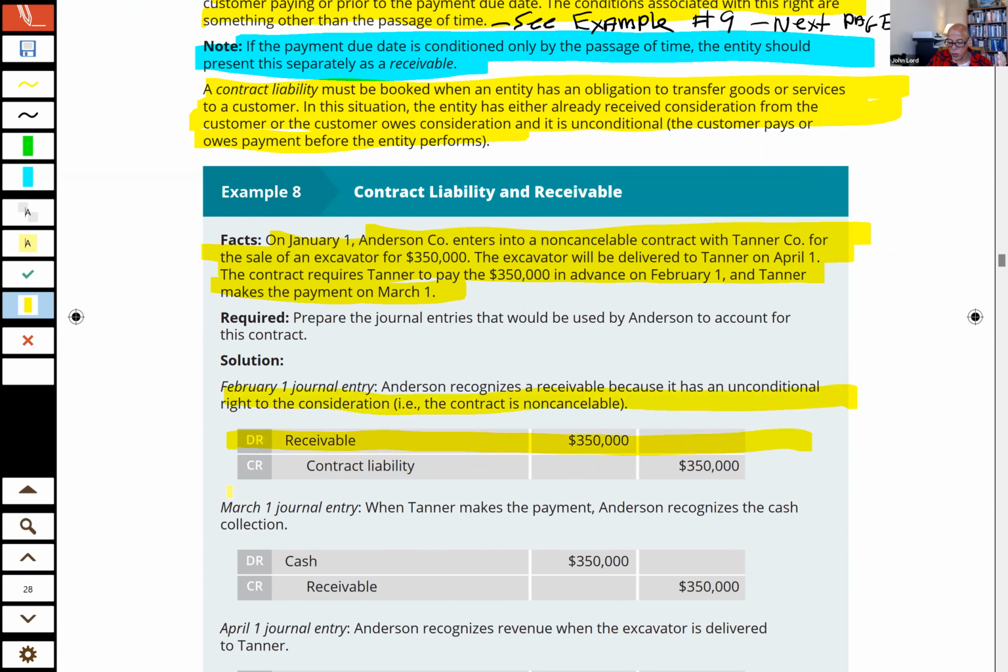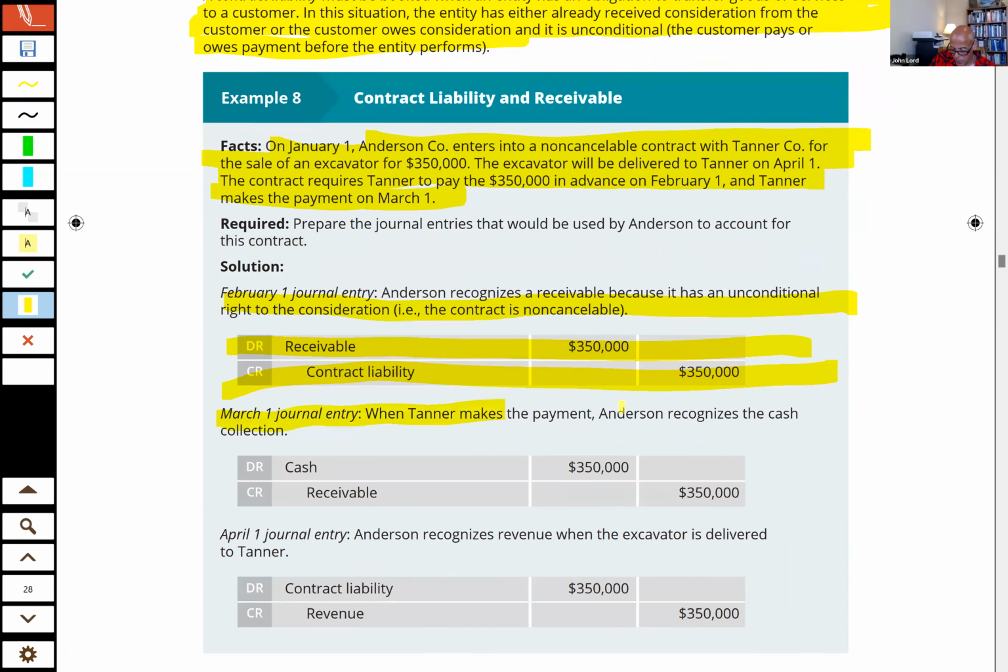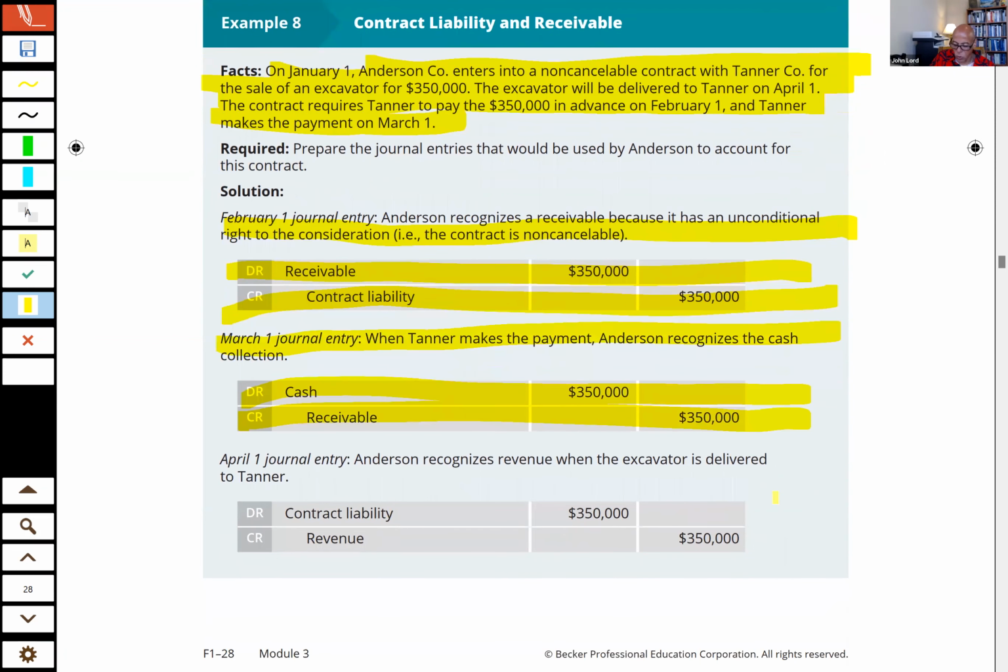On February 1st, you can book the receivable because you're now having the right to receive something. But because you haven't performed the contract yet, you have what? A contract liability. Then, for whatever reason, they didn't pay them until March. Okay, fine. When they finally pay them, you debit the cash, you credit the receivable. And then, of course, when you finally deliver the excavator and you've performed on the contract, you could take the revenue.